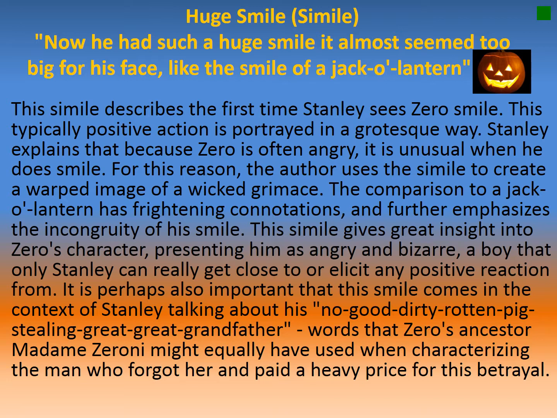They're using figurative language, the smile of a jack-o'-lantern. Okay, so they're using like here. This simile describes the first time Stanley sees Zero's smile. This typically positive action is portrayed in a grotesque way. Stanley explains that Zero is often angry and it is unusual when he does smile. For this reason, the author uses the simile to create a warped image of a wicked grimace. A grimace is also known as a smile. You can read on about that as well.